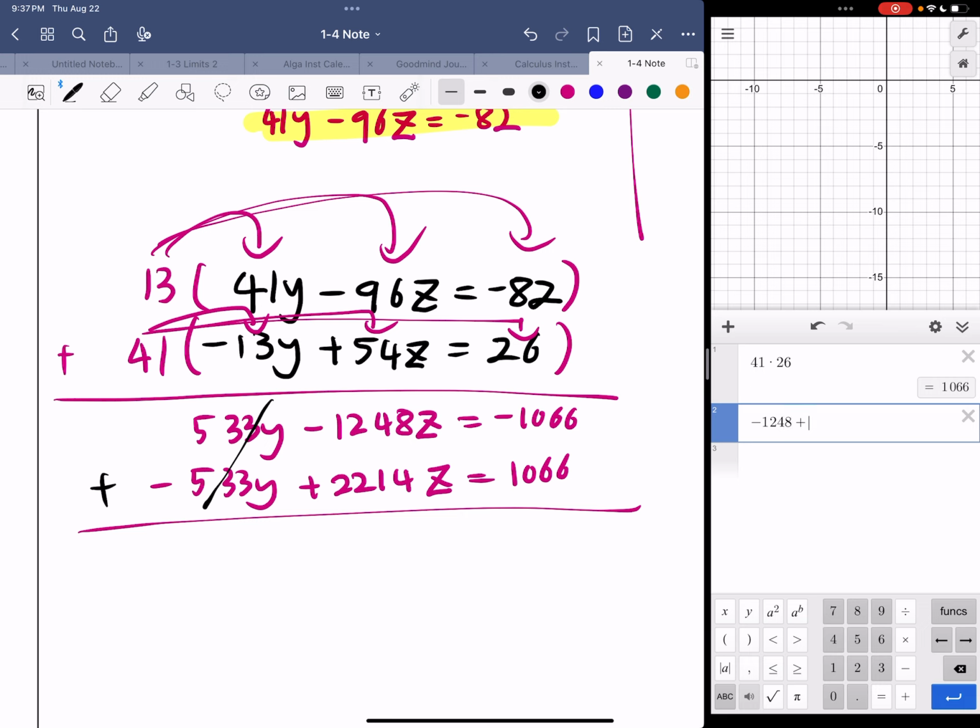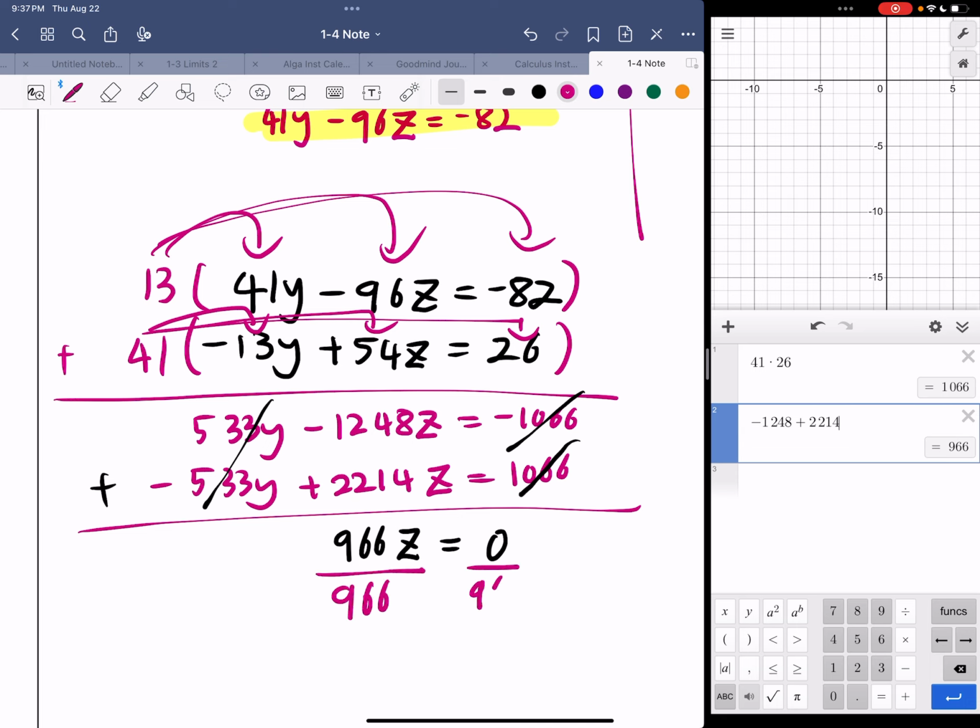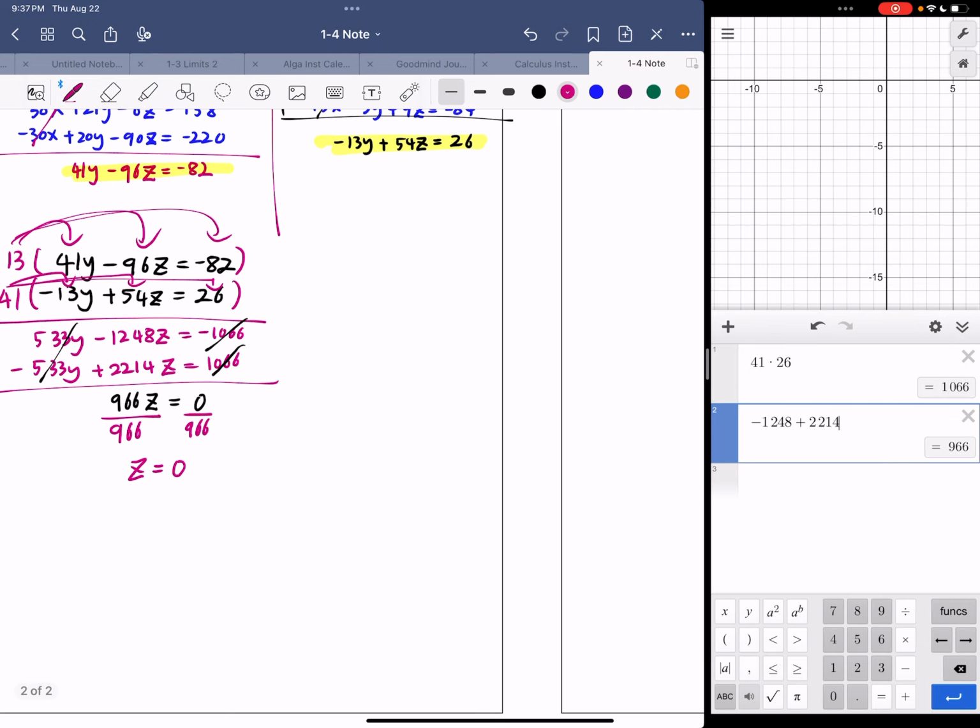2214 minus 1248 is going to be 966z is equal to negative 1066 plus 1066. This one becomes 0. That's very simple and neat. So if you divide by 966 both sides, it does not matter because your z is going to be equal to 0. All right, so we did all these things.